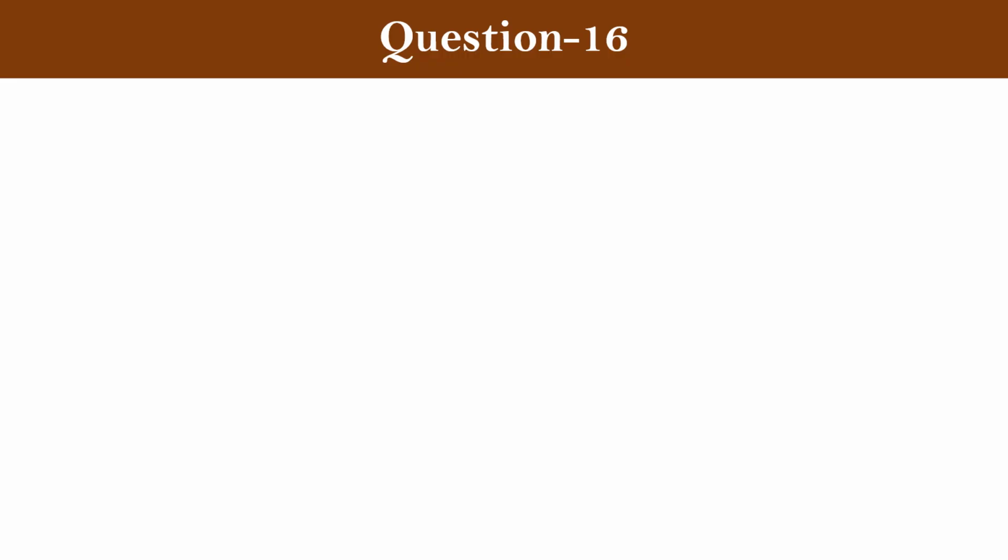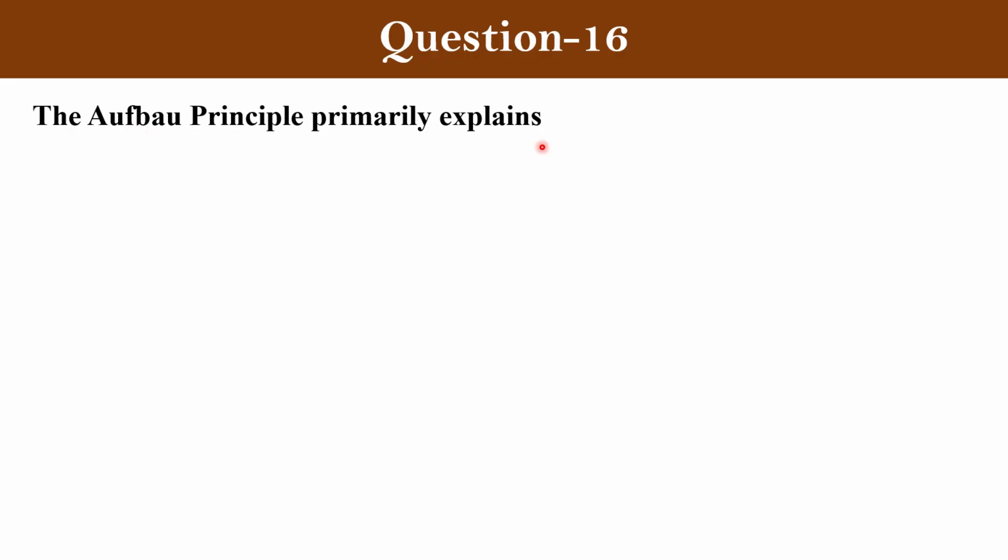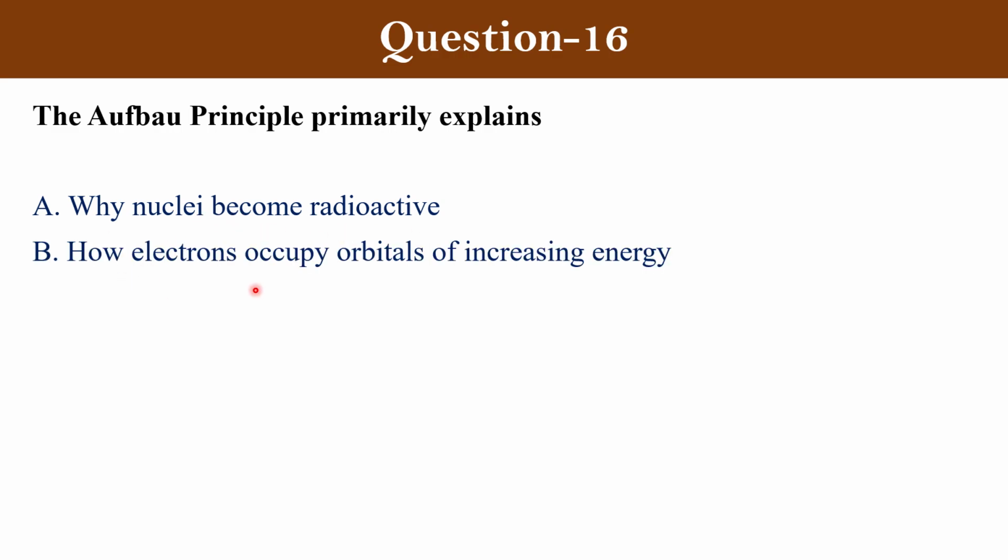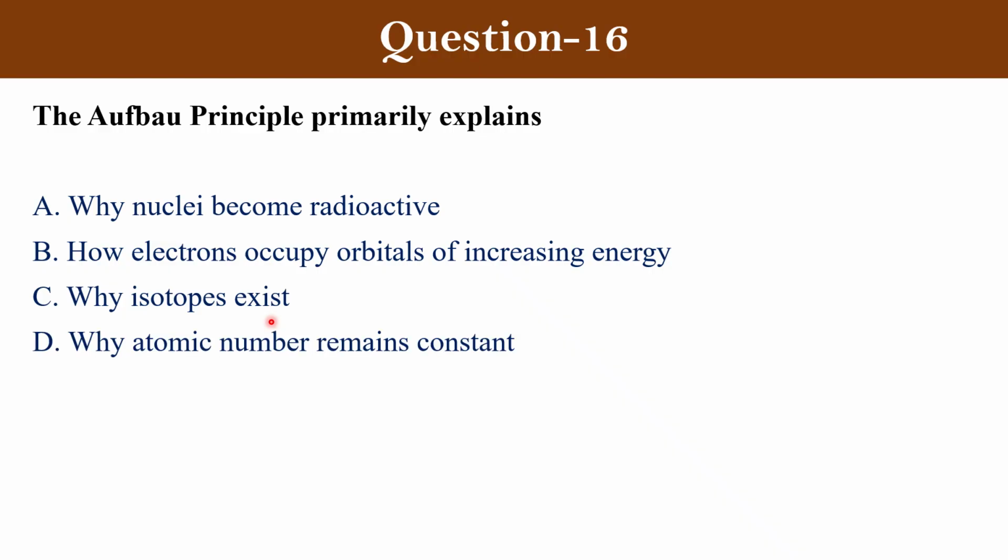Now move towards question number 16. The above principle primarily explains: option A, why nuclei become radioactive; option B, how electrons occupy orbitals in increasing energy; option C, why isotopes exist; option D, why atomic number remains constant. Which is the correct answer? Just pause and think. The correct answer is option B, how electrons occupy orbitals of increasing energy, as explained by the above principle.